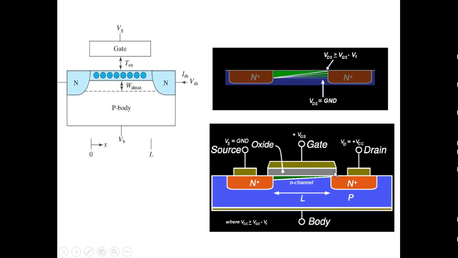So N positive here, this is the drain, this is the source, the inversion channel is formed here, this is the inversion channel, and this is the gate oxide material. All these things we have already discussed.